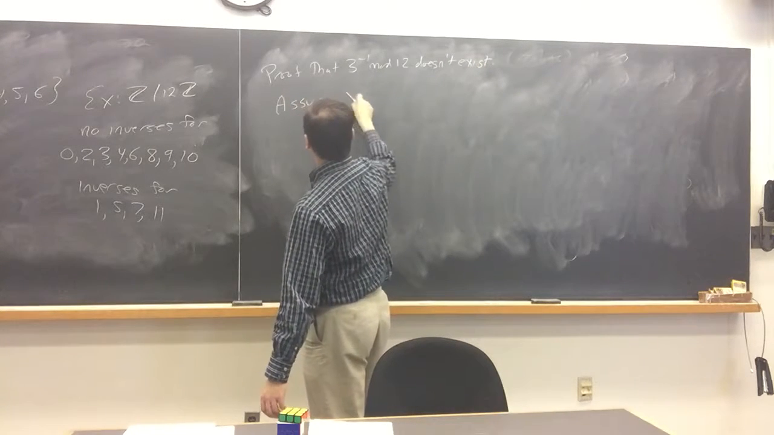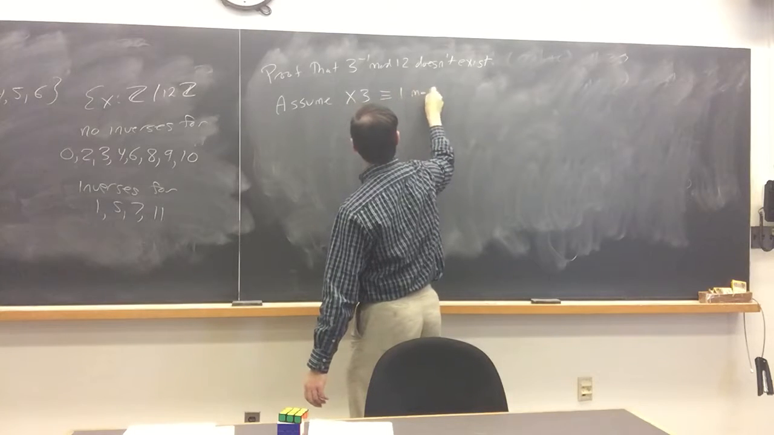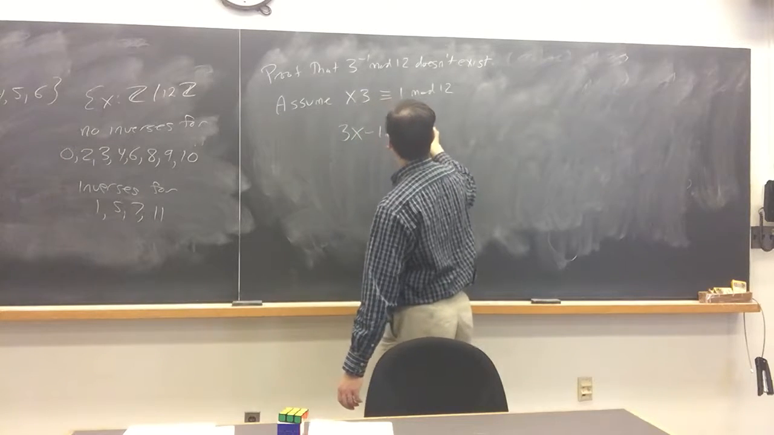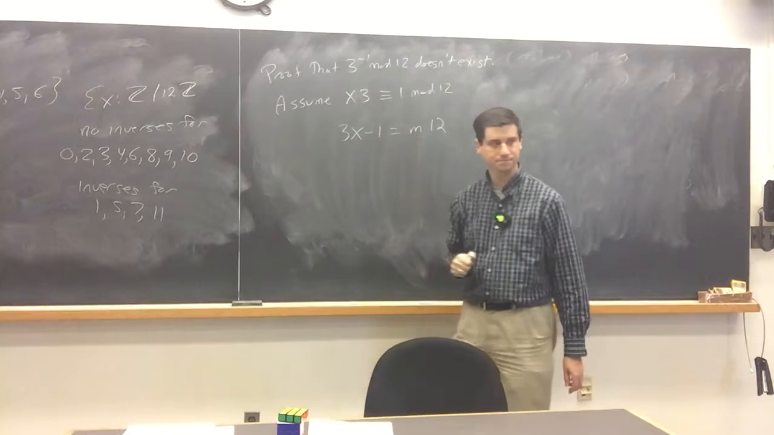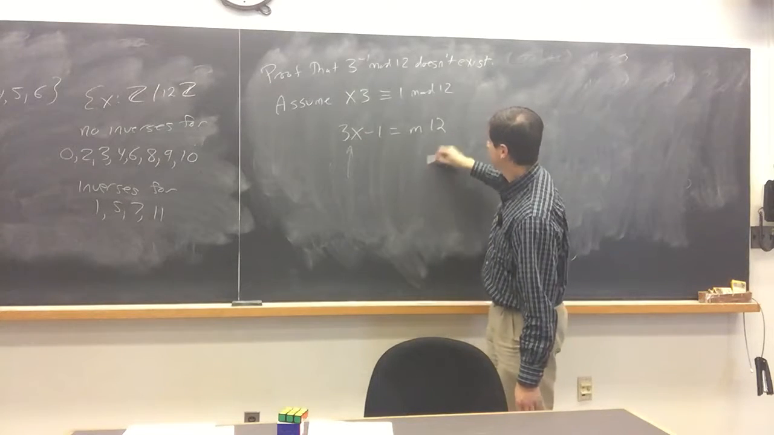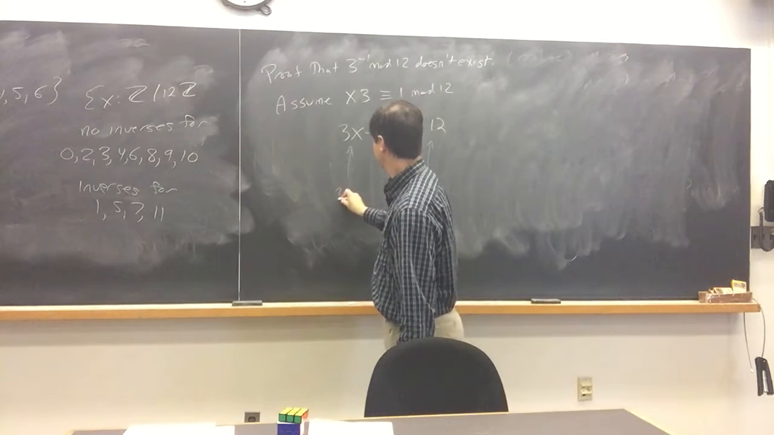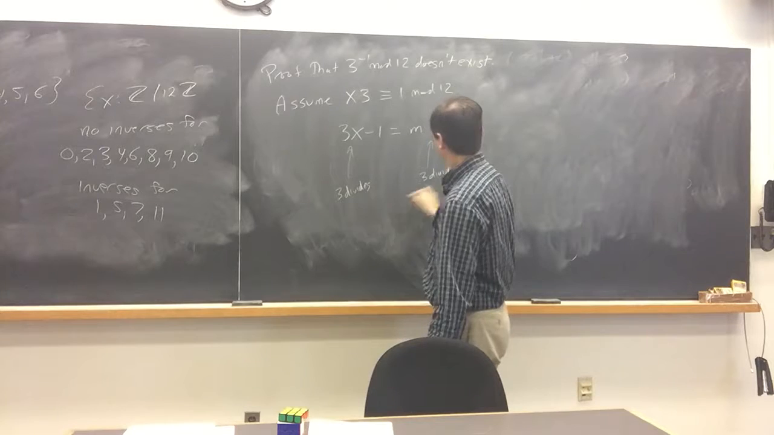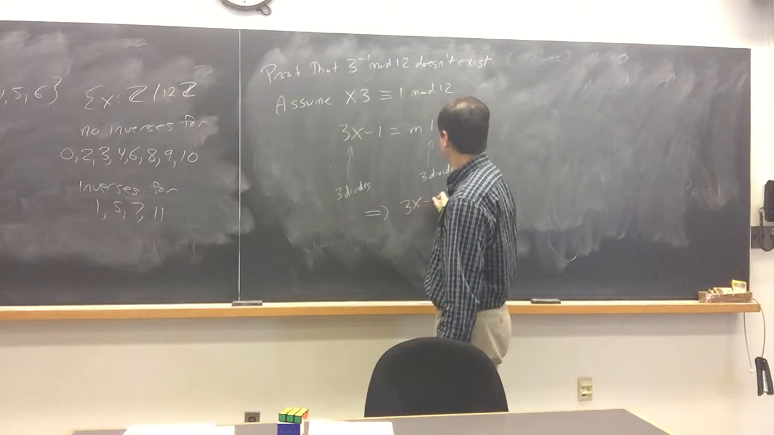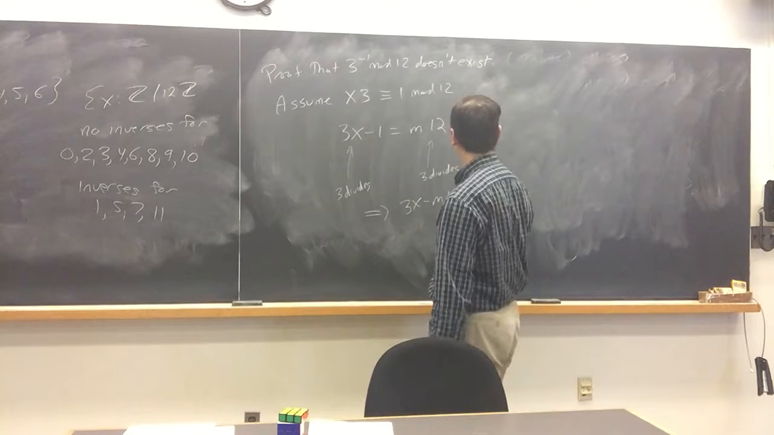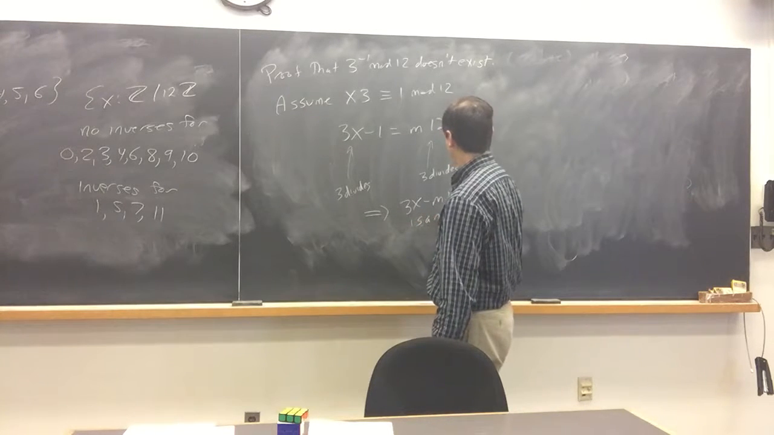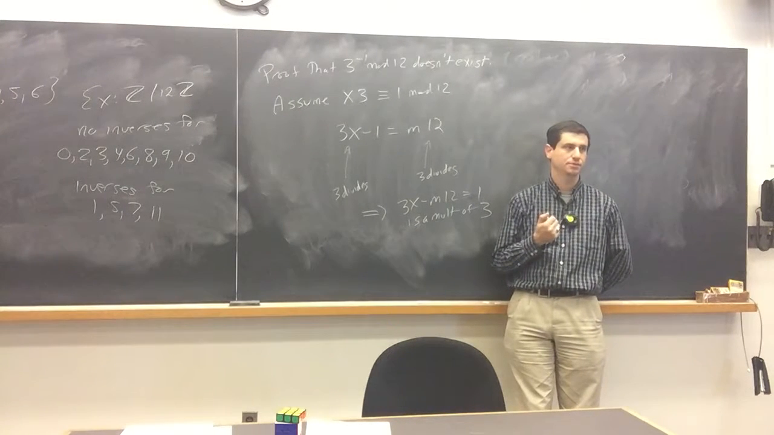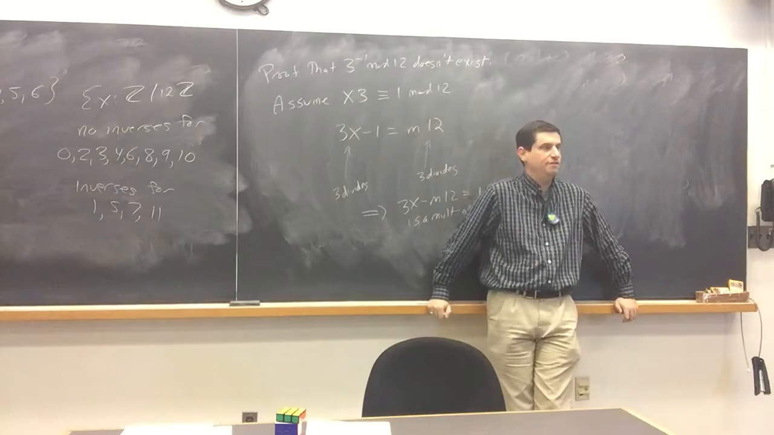Assume x times 3 is congruent to 1 mod 12. That would mean 3x minus 1 is some multiple of 12. But 3 divides this, and 3 divides this. So this implies that 3x minus m times 12, which equals 1, is a multiple of 3. And 1 is not a multiple of 3. So we see that 3 can't be invertible.